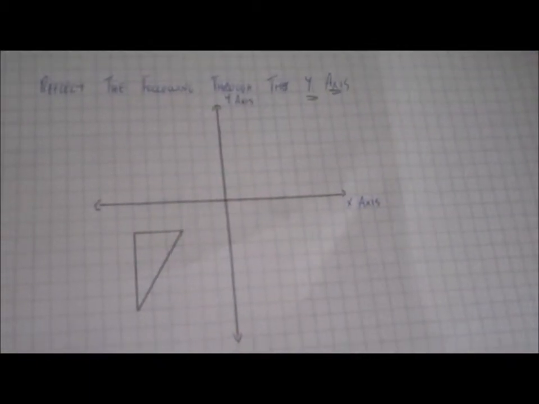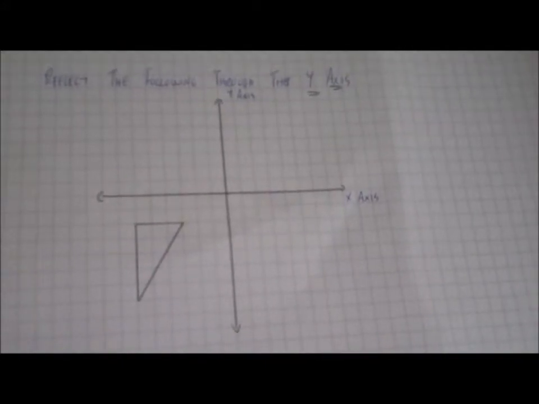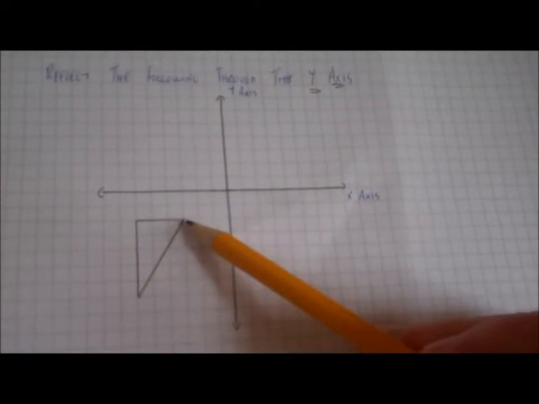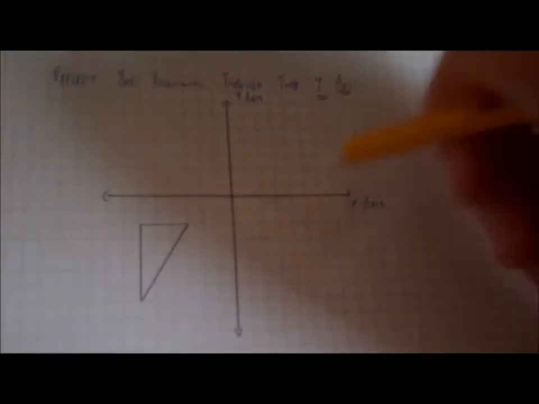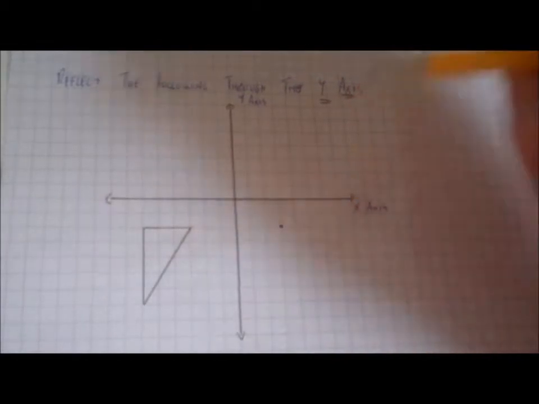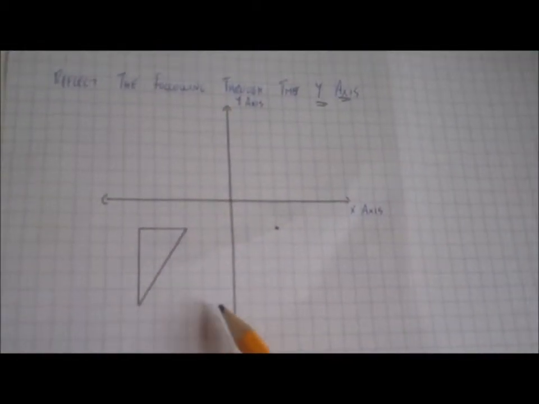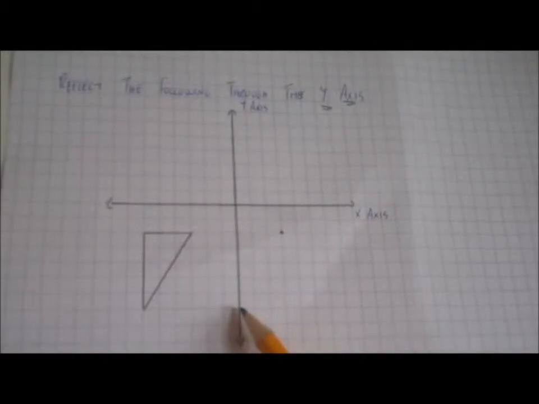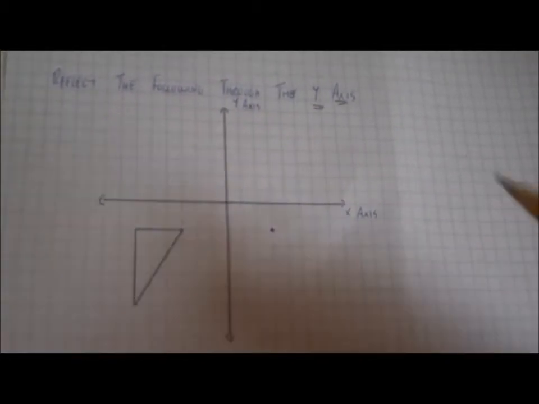Again, I know where the axis is, so I know how far away each point is from the axis by counting the lines. The first point here is 1, 2, 3 boxes, so I count 1, 2, 3 on the opposite side. I will now choose this point here. It is 1, 2, 3, 4, 5, 6 boxes, so I count another 6 boxes out here.